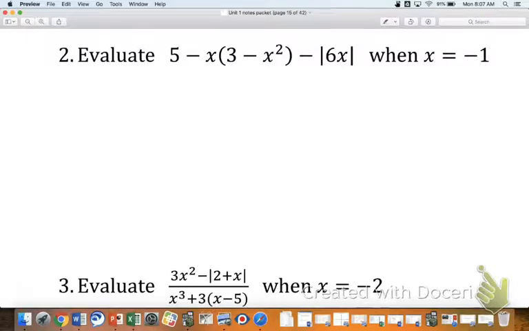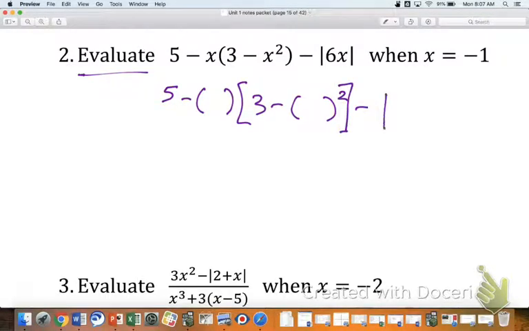Okay, number 2, we'll go through these a little bit quicker here because I've kind of set the stage for us. Whenever you are asked to evaluate, that means find the value of, and we have no idea what the value is until you know what x is. So I'm going to replace all of my x's with empty parentheses. So it's going to be minus empty parentheses, 5 minus empty parentheses, and then 3 minus empty parentheses squared minus absolute value of 6 times empty parentheses.